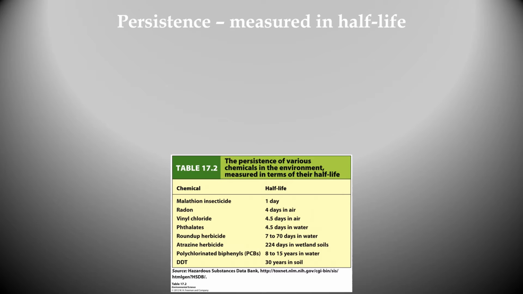The persistence of a chemical refers to how long the chemical remains in the environment. Persistence depends on a number of factors including temperature, pH, whether it's water, soil, or even sunlight. We usually report persistence in half-lives. For example, DDT has a half-life of 30 years. So if DDT was sprayed on your lawn 30 years ago, half of it would be chemically degraded by now.